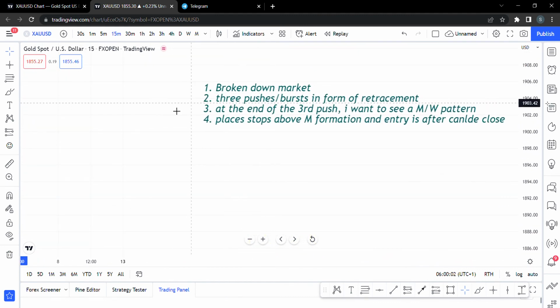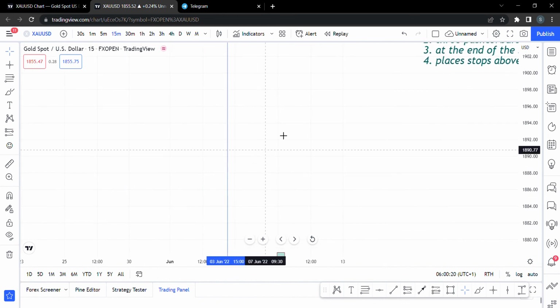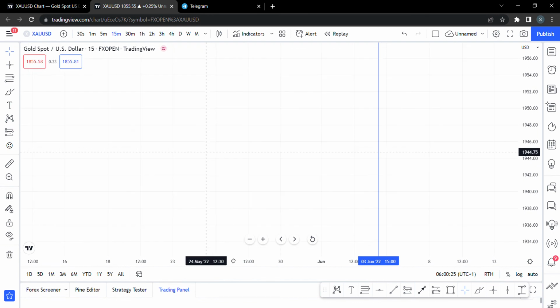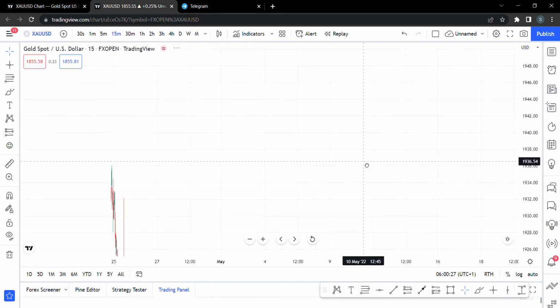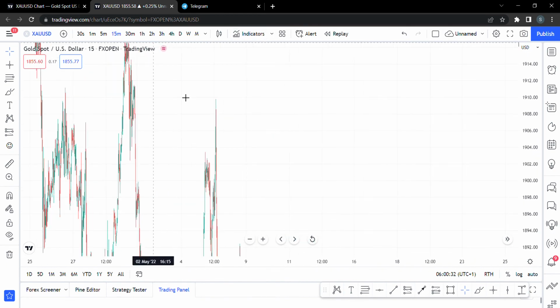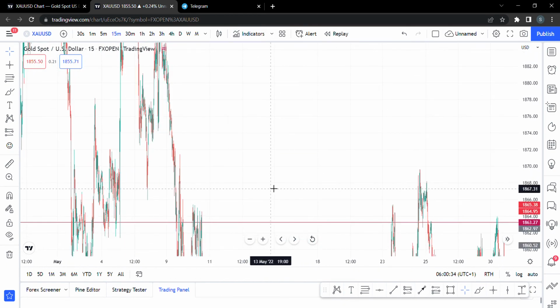Broken down markets, 3 pushes back in form of retracement, and then on the third push I want to see formation on the lower time frame, right? And I want to see candlestick formations like engulfing or pin hammer. Now I forgot to check that. So let's check that.